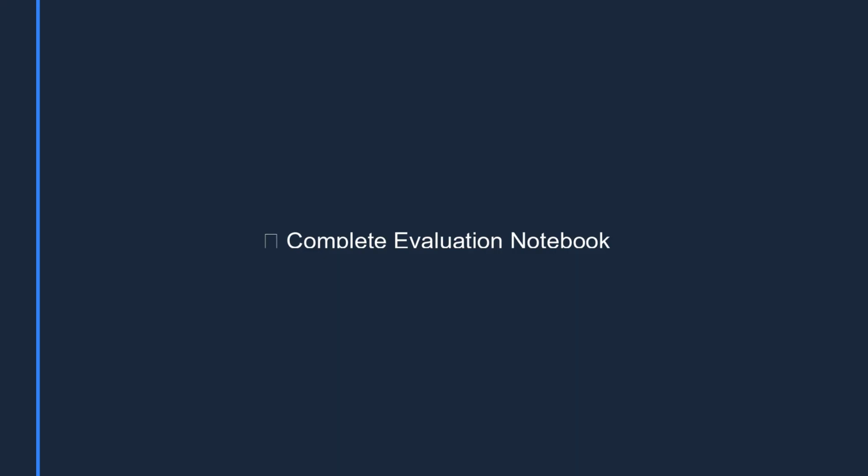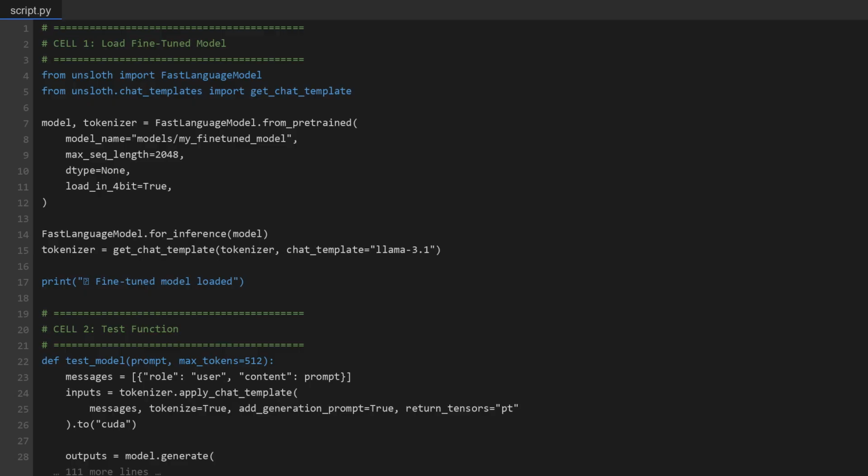Complete Evaluation Notebook. This notebook brings everything together in one place. It loads your fine-tuned model with load_in_4bit for memory efficiency, applies the chat template, and defines the test_model function with max_new_tokens and temperature parameters controlling response length and determinism. A quick single prompt test runs first. That's your immediate sanity check that the model loaded correctly and is generating coherent output. Then the batch evaluation runs all your test cases and scores each one.